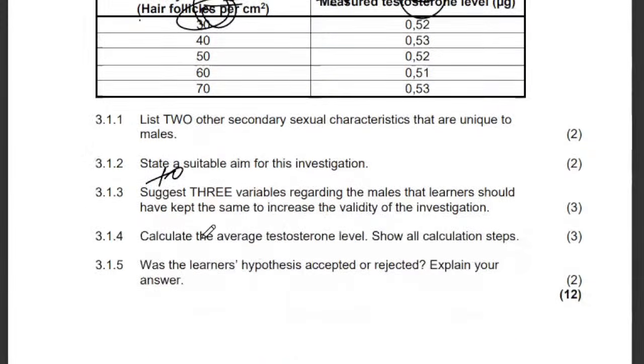So when you are designing the aim, you have to compare the independent and the dependent variable. State 3 variables regarding the males that learners should keep constant to increase the validity of the investigation. So here there are many, but maybe you can think about the age of the males.